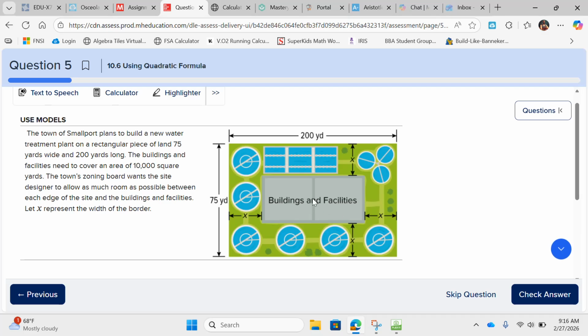Okay, and the same thing for the width as well. If I want to find out how wide it is, of course the whole thing is 75, but if I just wanted to know how wide just the buildings and facilities part was, it'll be 75 minus this X part right here, and then minus this X part right here. Okay, so I'm going to write that out first.